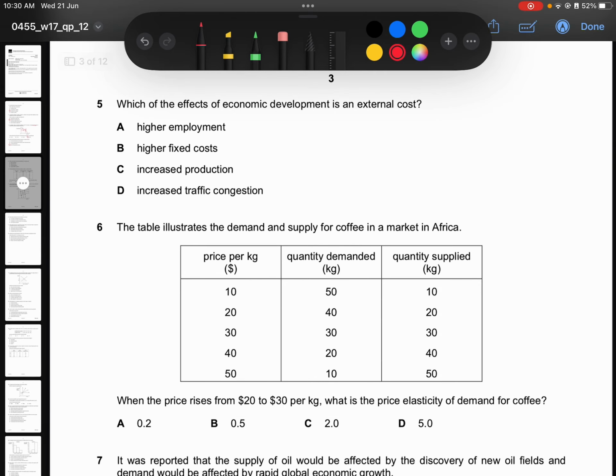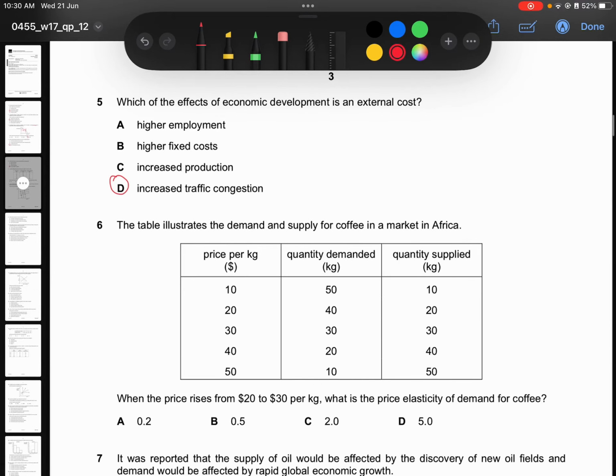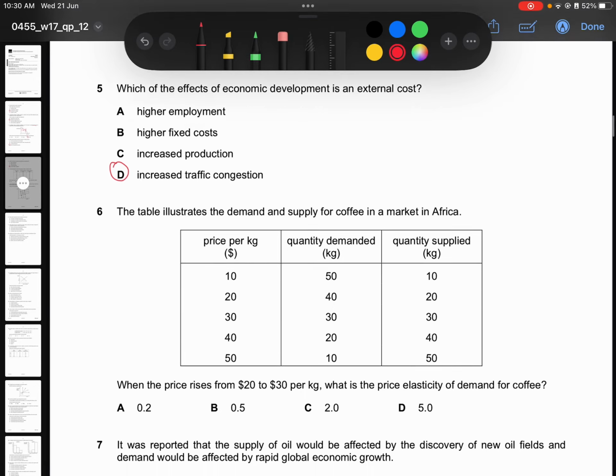Which of these is the effect of economic development that is an external cost? Now, when an economy develops, what is an external cost of it? Higher employment is an external benefit. Higher fixed costs are not an external cost or benefit. Increased production is again an external benefit. Overall, it's a social benefit, in fact. Increased traffic congestion, yes, because when an economy develops, there will be more industries and more roads and so on, which means there's likely to be increased traffic congestion.